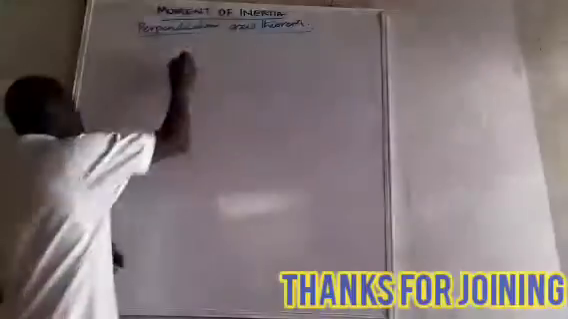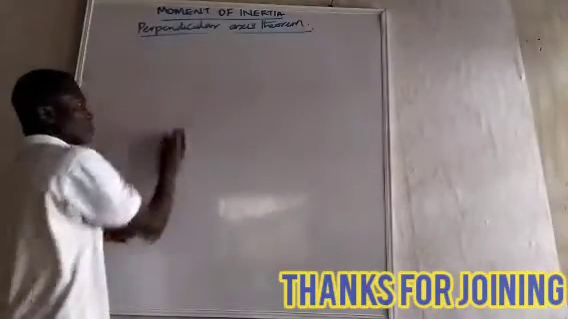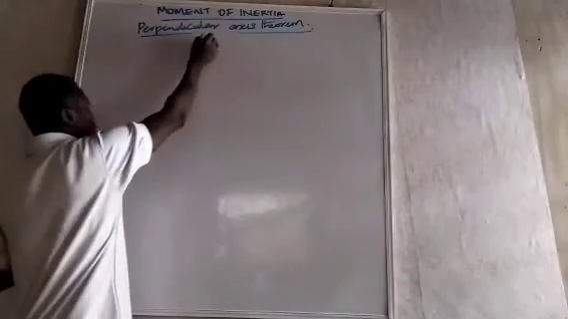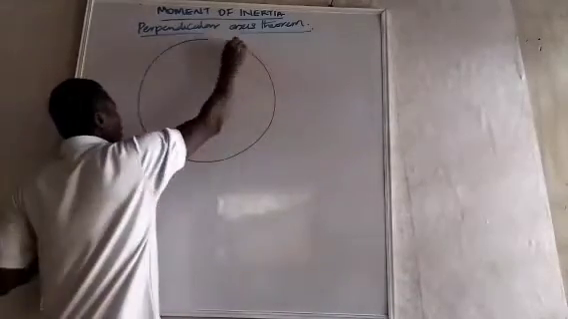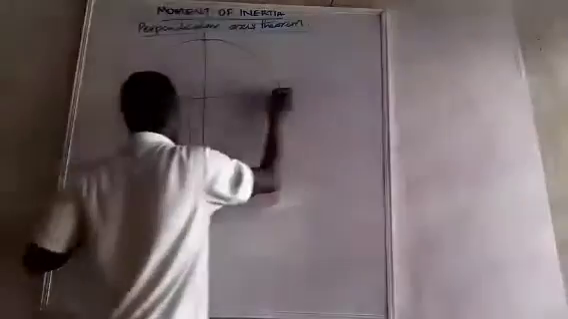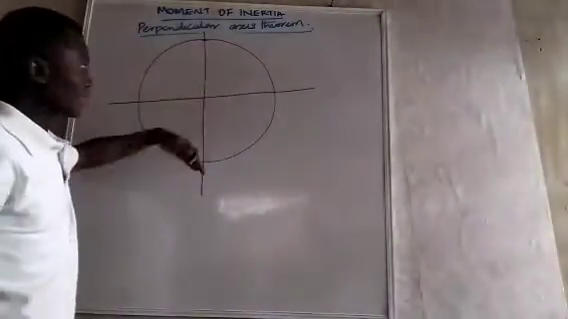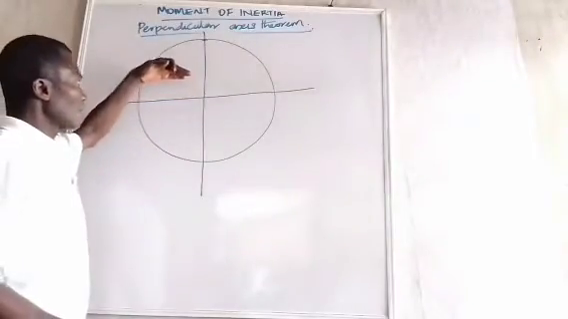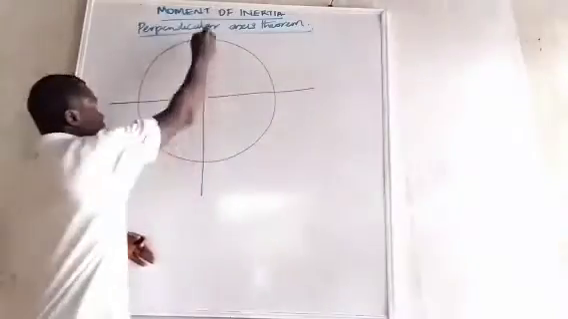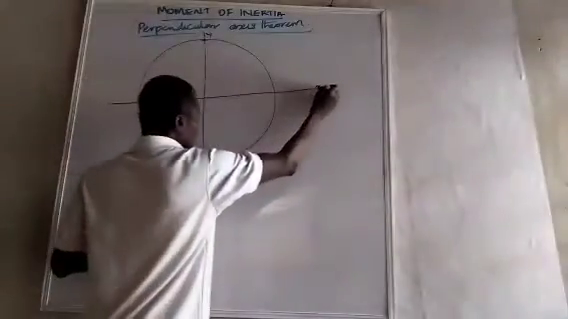Take the shape of a circle because of the symmetry along the x and y axis. You see, let's say this circle now, and because of the way it is, we can easily say that the moment of inertia about the x-axis is equal to the moment of inertia about the y-axis. You understand? So let's take it about the y-axis.